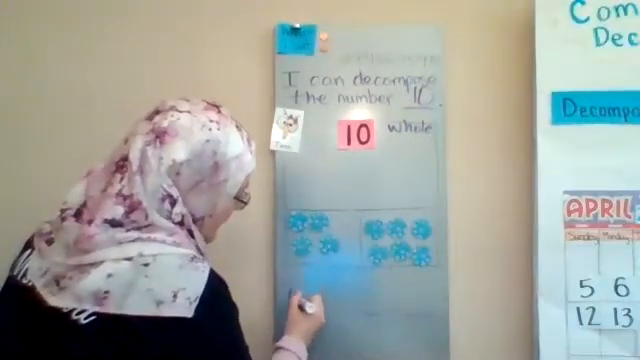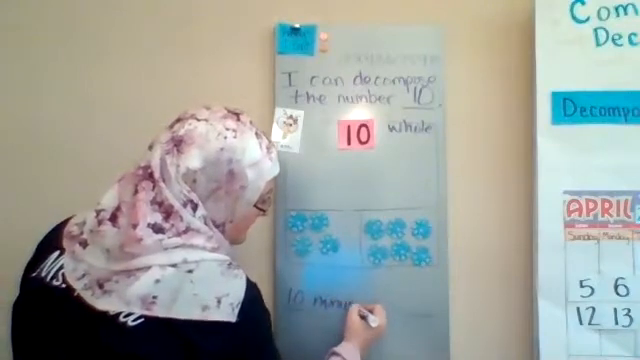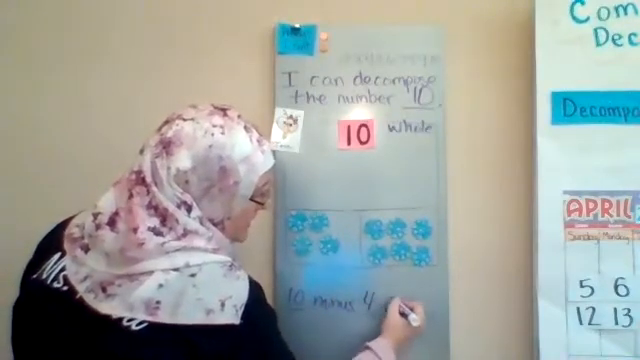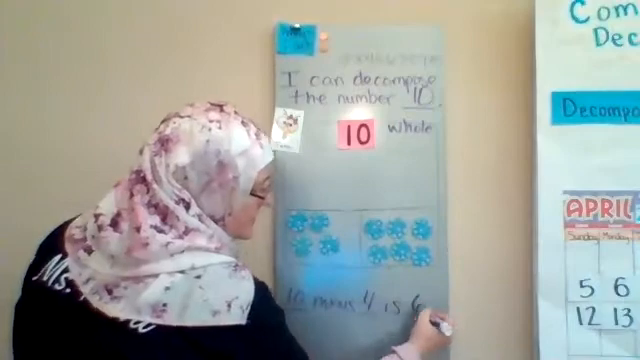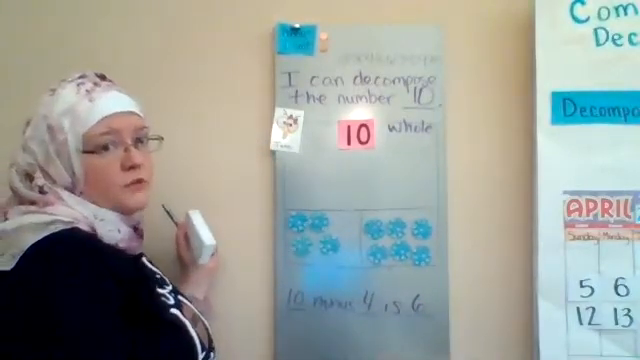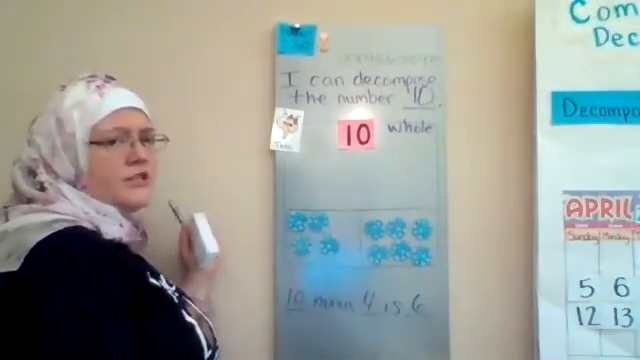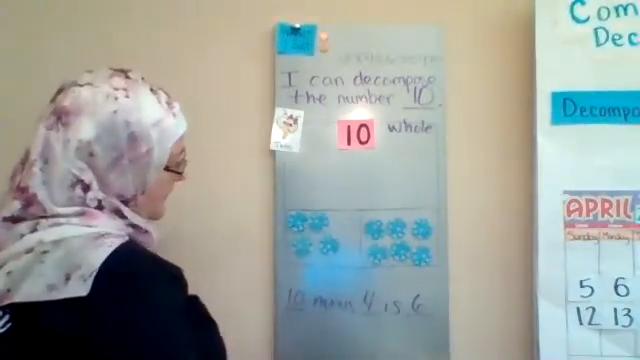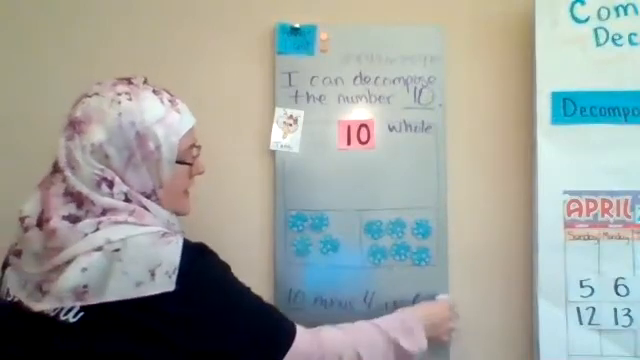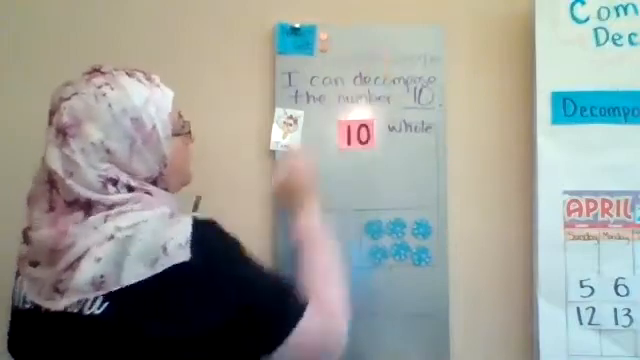So 10 minus 4 is 6. Now there's actually more than just one way to make a sentence for decomposition. Let's try it just one other way. 10 minus 4 is 6. So we did 4. What would come after?